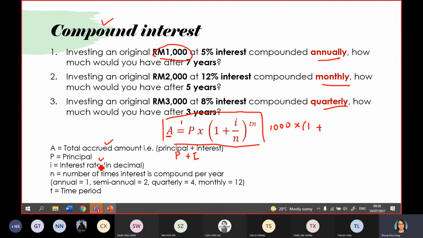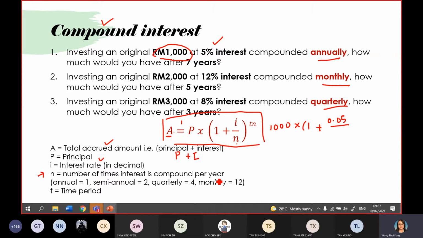I is the interest rate, but you change it to decimal. So 5%, we don't use 5%. You change it to decimal, it becomes 0.05, divided by n. What is n? Here you have 2n, and the n's are the same. N is the number of times the interest is compounded per year.